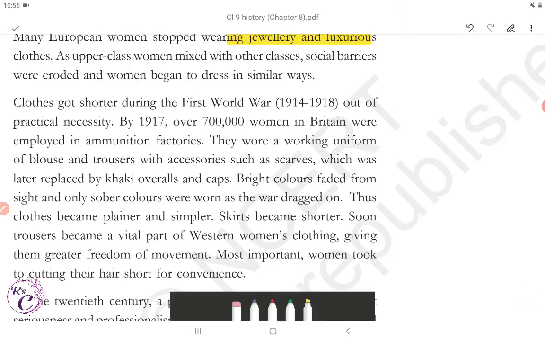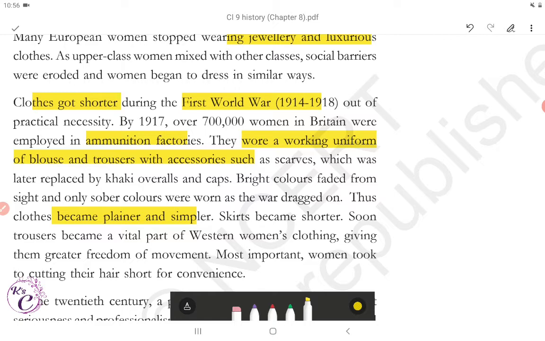Clothes got shorter during the First World War, that is from 1914 to 1918, out of practical necessity. By 1917, over 700,000 women in Britain were employed in ammunition factories. They wore a working uniform of blouse and trousers with accessories such as scarves, which was later replaced by khaki overalls and capes. Bright colors faded from sight and only sober colors were worn as the war dragged on. Thus clothes became plainer and simpler. Skirts became shorter.